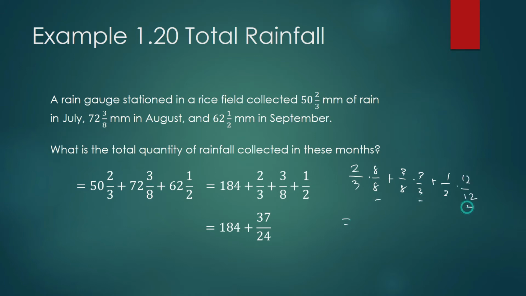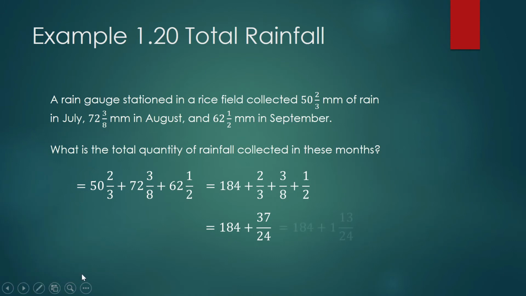Why did I do this? Because I want to produce a set of fractions that is equivalent to our original fractions, but one that has a common denominator. So this is going to be 16 over 24, 9 over 24, plus 12 over 24. So you copy the denominator. 16 plus 9 is 25, plus 12 is 37, okay?